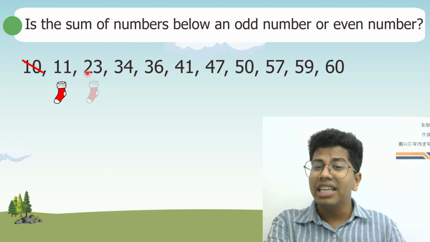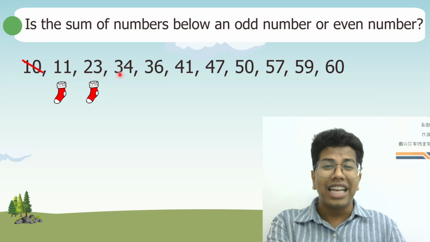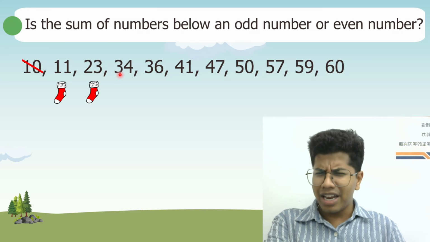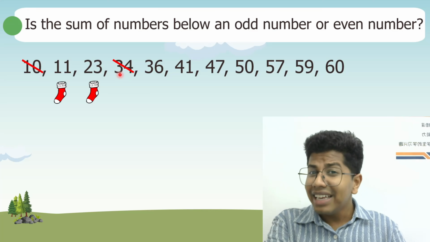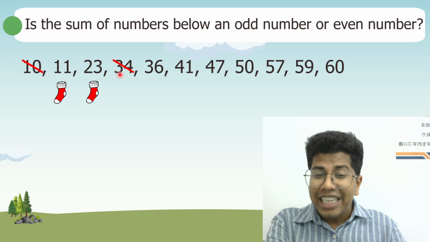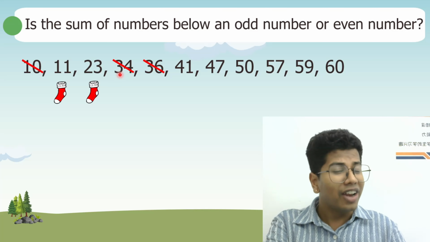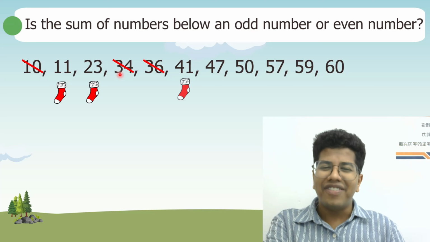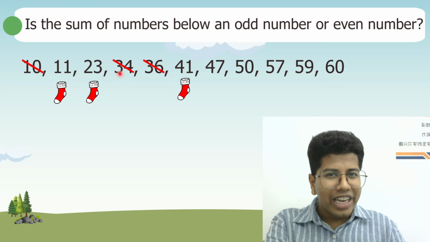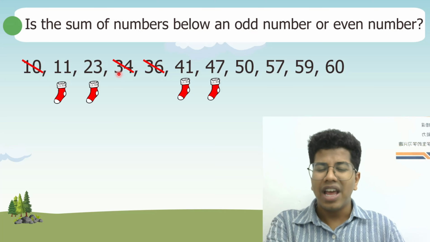23, last digit 3, this means one left. 34, last digit 4, this means pair. So let's just remove it. 36, odd or even? Perfect, even. So just cancel. 41, odd or even? Oh, one left. How about 47, odd or even? Odd, this means one left. How about 50? Oh, 0 at the end, this means even.